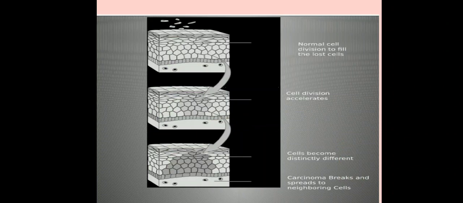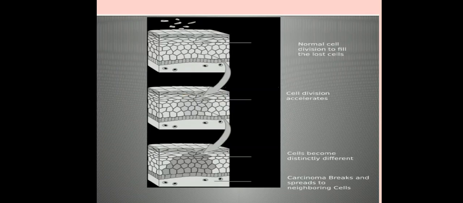If it is a normal cell, there is normal cell division to fill the lost cells. So there are some cells which are being lost, and then cell division is accelerated in this place, and this place will be occupied by normal cells. Now these cells which are growing over here become distinctly different. That means the cells growing in a particular area have physical characteristics different from the regular cells surrounding them.